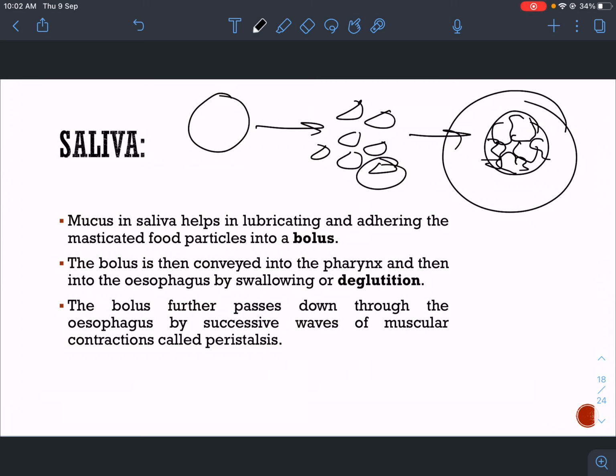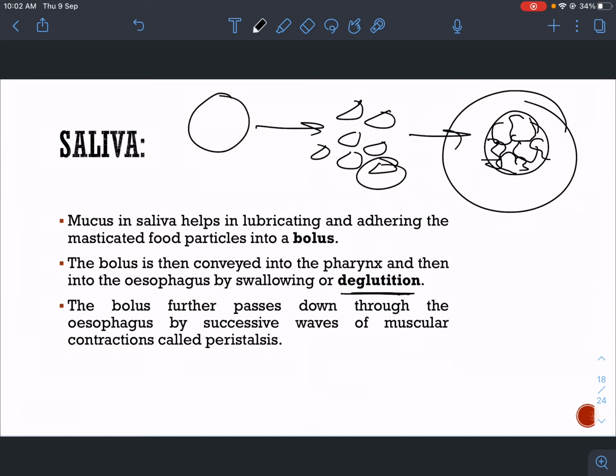Bolus is then conveyed into the pharynx and into the esophagus by swallowing, and this process of swallowing is also known as deglutition. The bolus is pushed from the buccal cavity into the pharynx, and from the pharynx it is passed on to the esophagus by the process of swallowing. Swallowing is also known as deglutition.